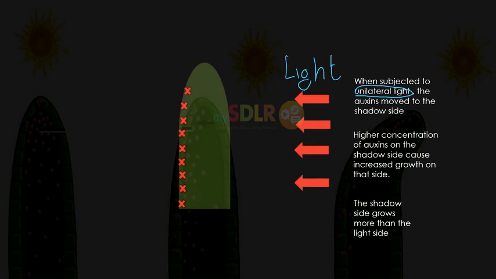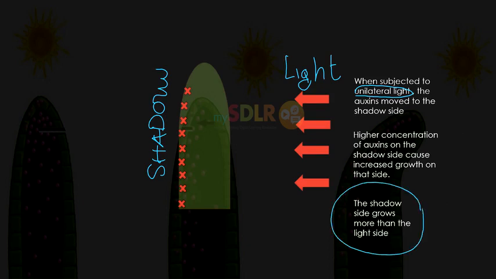We notice that the auxins move to the shadow side, the side away from the light. And here, they cause an increased growth on that side. It is because the auxins, we remember, are responsible for cell division and cell elongation, thus the shadow side grows more than the light side.